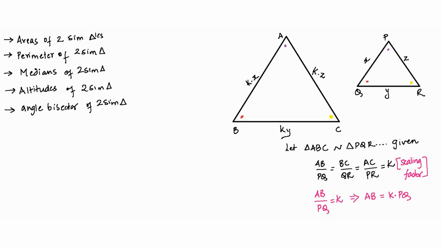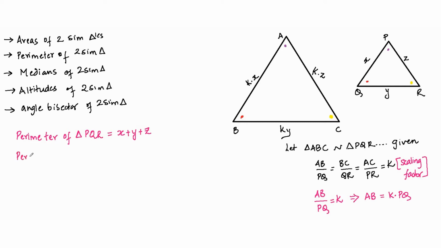Okay, so now I'm interested in finding the ratio of their perimeter. So first of all, what is the perimeter of triangle PQR? Perimeter is nothing but the sum of all the sides. So perimeter is X plus Y plus Z, right? It is basically the sum of all sides. That is the perimeter of triangle PQR.